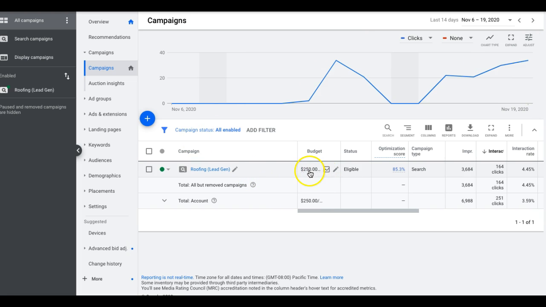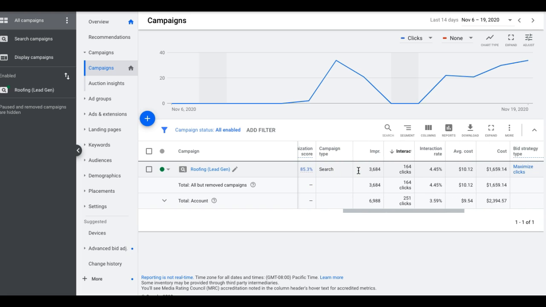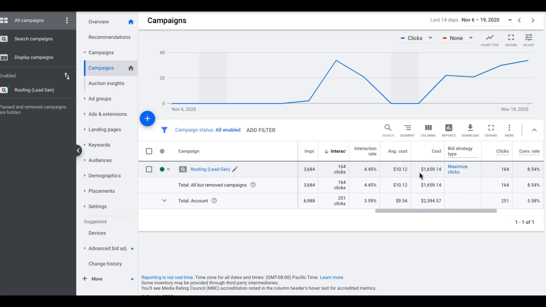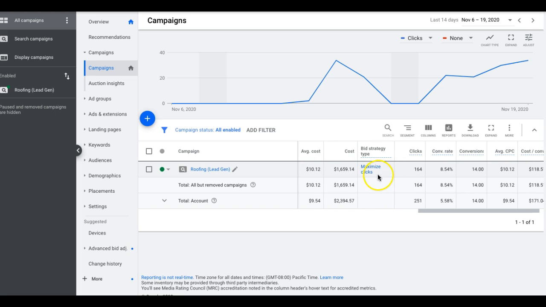So 250 a day budget, nice and healthy. Like I said, they have a giant location in California. You can see here, 3,600 impressions, 164 clicks. Again, this is from November 10th to the 19th, so that's 9 days running. 4.45% click-through rate. Average cost per click is about $10. We're using maximize clicks bidding strategy, letting Google's algorithm do all the lifting for us.